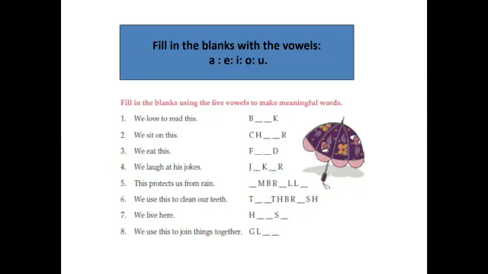B-O-O-K, book. So what are the vowels used here? O, that is correct. The second one: we sit on this. What is the answer here? Chair. C-H-A-I-R, chair. So what are the vowels used here? A and I.